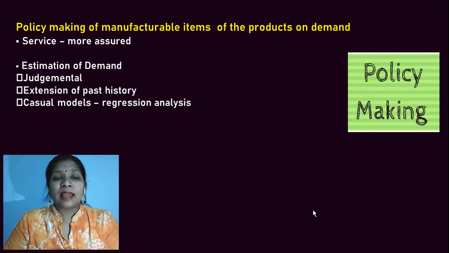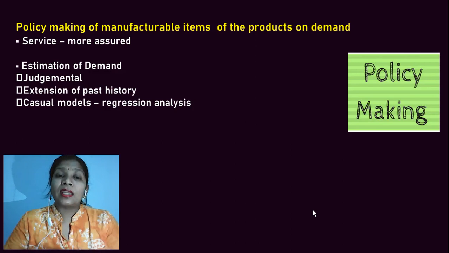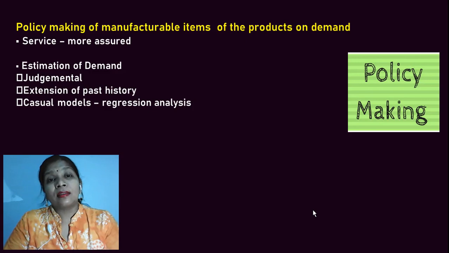And the last one is the casual models. There are some mathematical calculations based on the regression analysis, so that you can get the quantification of how much has been utilized or how much we have procured from outside and how much we need to make in the hospital pharmacy.